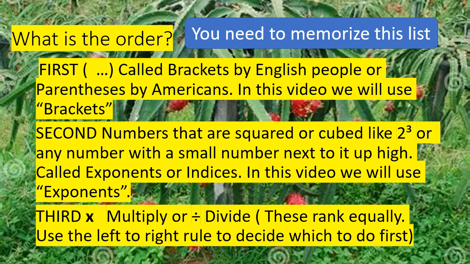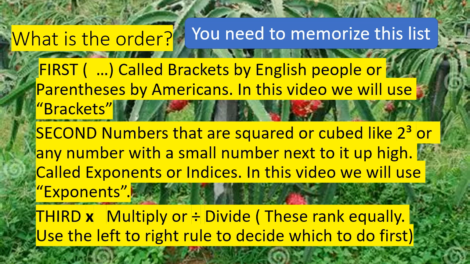Second, numbers that are squared or cubed or to the power of anything. So like 2 to the power of 3 in the example there. Could be 2 to the power of 4, 5, anything. So it's written as a main letter 2 with the little 3 up high. So any number that's got a little number up high like that, you have to do second. They're called exponents by some people and indices by other people. In this video, I'm going to call them exponents.